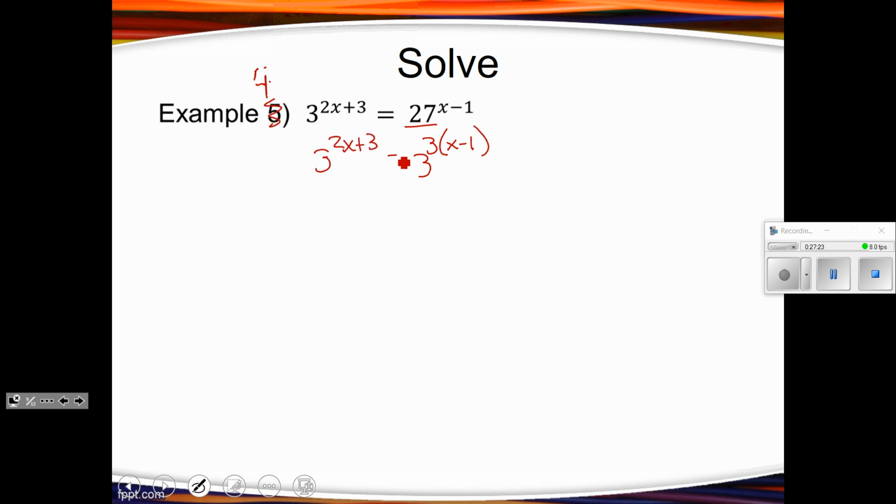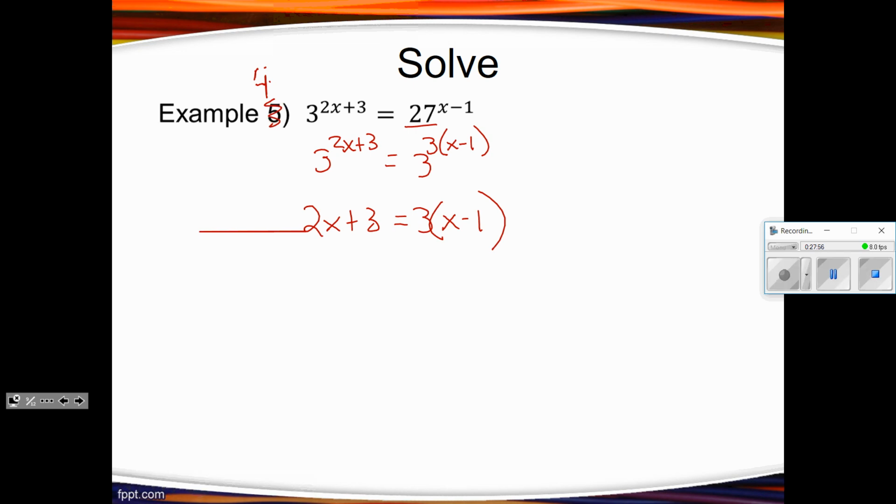So now your bases match, so what can you set equal to each other? 2x plus 3 would be equal to 3 times the quantity of x minus 1. So take a minute and solve that. You could, but just be careful. Don't just say 3x minus 1. It'd have to be 3 times x and then 3 times negative 1. All right, so take a minute and solve that.